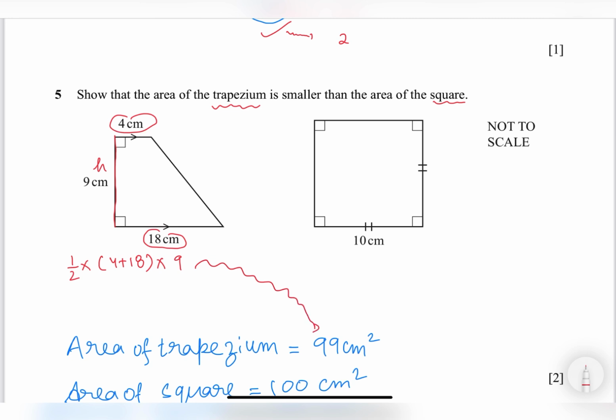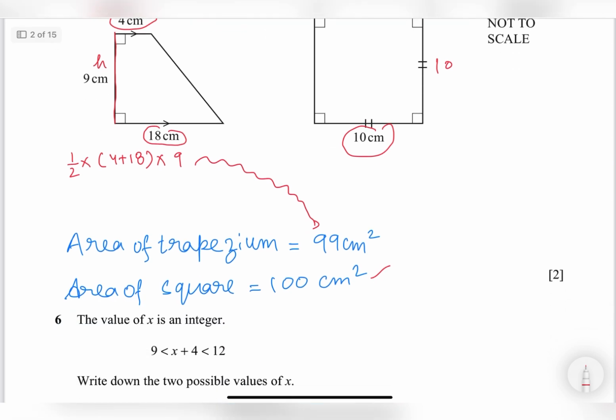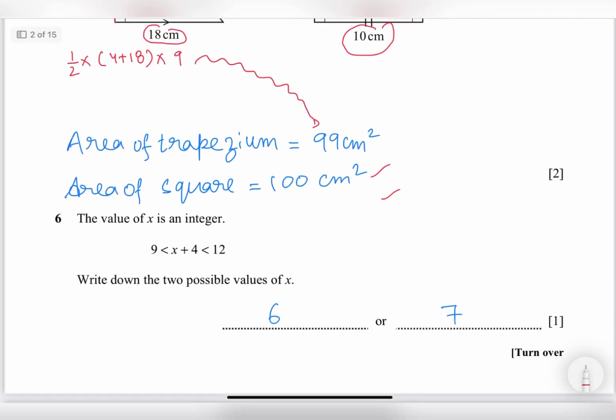Now what is the area of the square? We multiply side times side, right? All sides of a square are equal, so it would be 100 centimetre square. So whose area is greater? Area of the square. Do mention that.